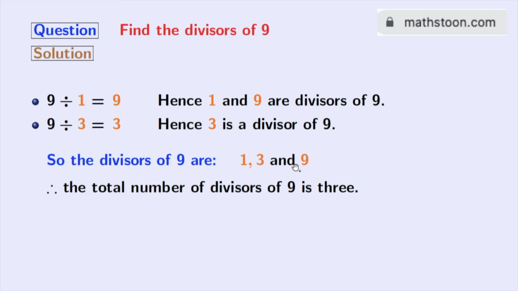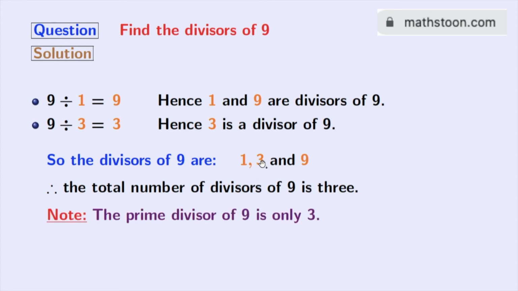Now if we look at these divisors, we can see that 3 among these numbers is a prime number, because 3 does not have any divisor other than 1 and 3 itself. So we can easily say that the prime divisor of 9 is only 3.